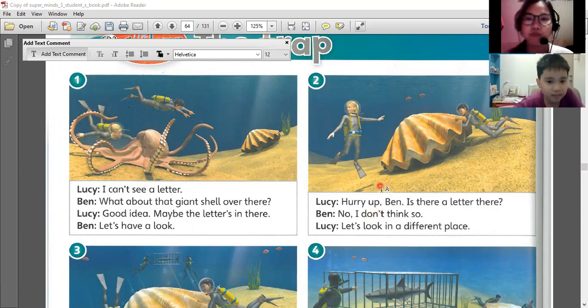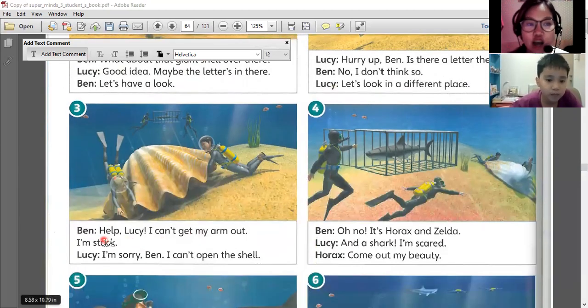Okay, let's start. I can't see a letter. What about that giant shell over there? Good idea. Maybe the letter's in there. Let's have a look. Hurry up, Ben. Is there a letter there? No, I don't think so. Let's look in a different place. Hey, Lucy, I can't get my arm out. I'm stuck. I'm sorry, Ben. I can't open the shell.